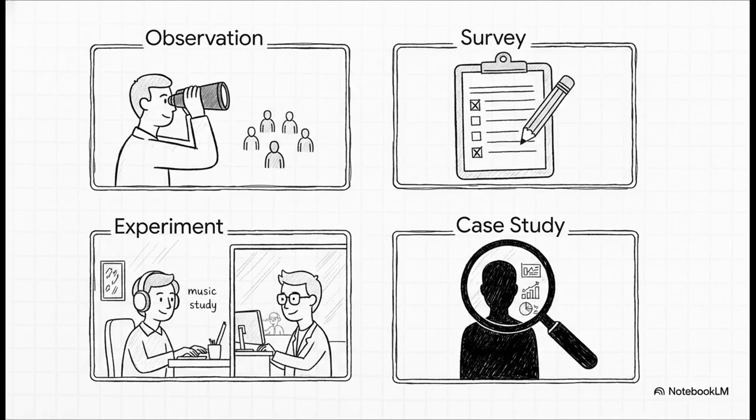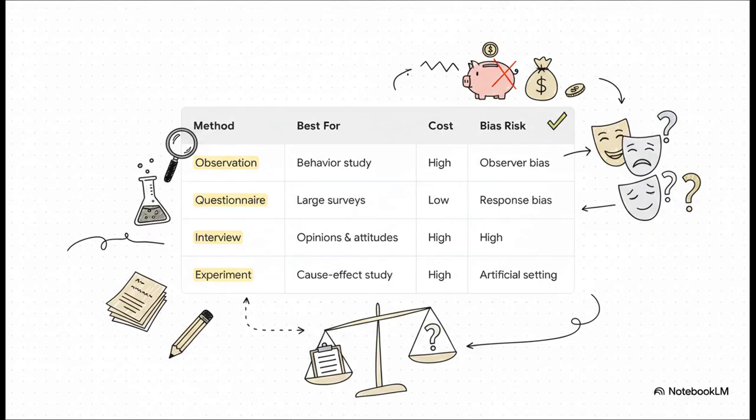Now, if you decide to collect your own data, what's called primary data, you've got some really cool tools in your belt. You could just observe people, watch and record what they do. You could send out a survey to get a ton of answers really fast. For our music study, an experiment would be absolutely perfect to really nail down that cause and effect link. Or you could do a super deep dive with a case study on just one person to get really rich, detailed info. And here's the really important part. There is no single best method. It's all about trade-offs.